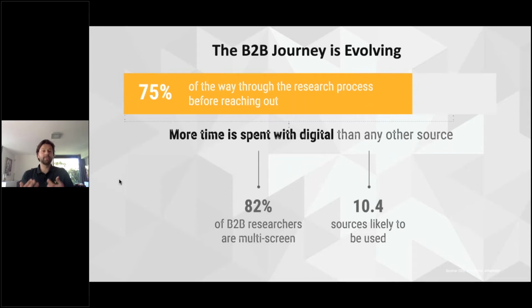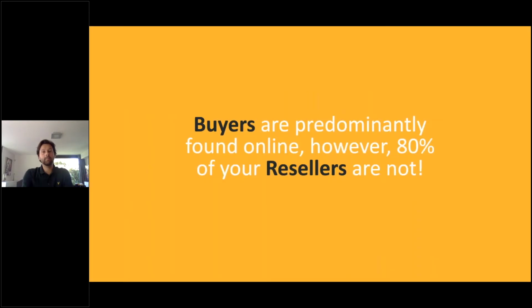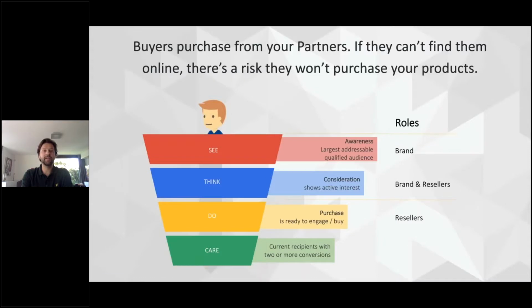So you see that the buyer is really present online, but the resellers are actually not. On average, we see that 80% of the resellers are not active with digital, especially not on Google, because Google search is also a difficult tool to use. We know that you need the time and also the knowledge to make it successful. And often these resellers are just not able to. So we know that the buyers are online, but the resellers are not. And it is a risk for channel organizations, of course, because at the end, buyers purchase from your partners. And if they can't find them online, there's a risk that they won't find you at the moment that they want to purchase the products.